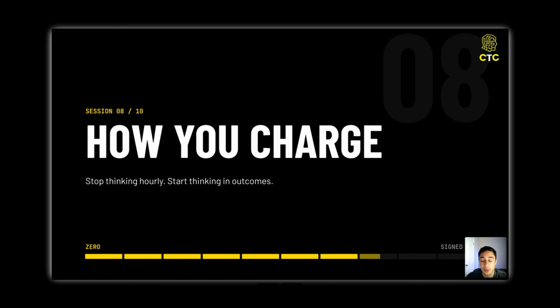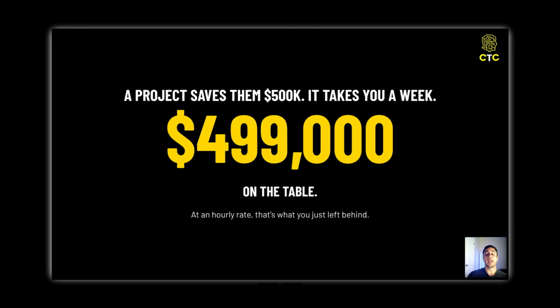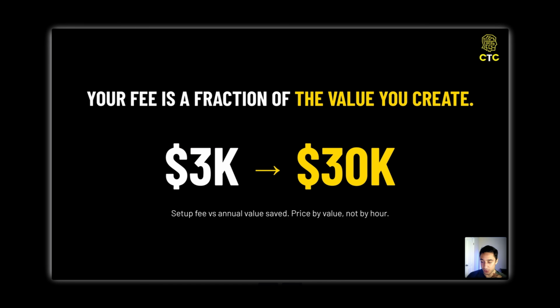Now, let's get into how we charge, okay? And what you need to do first and foremost is stop thinking in hourly, and start thinking in outcomes. If a project saves somebody $500,000, and it takes you a week to do, you're not going to charge for that week, because that's going to leave $499,000 on the table at an hourly rate. What you need to do is charge by value, because your fee is a fraction of the value that you create. If you, let's say, generate an annual value of $30,000, you can easily charge a $3,000 setup fee. That is priced by value, not by hour.